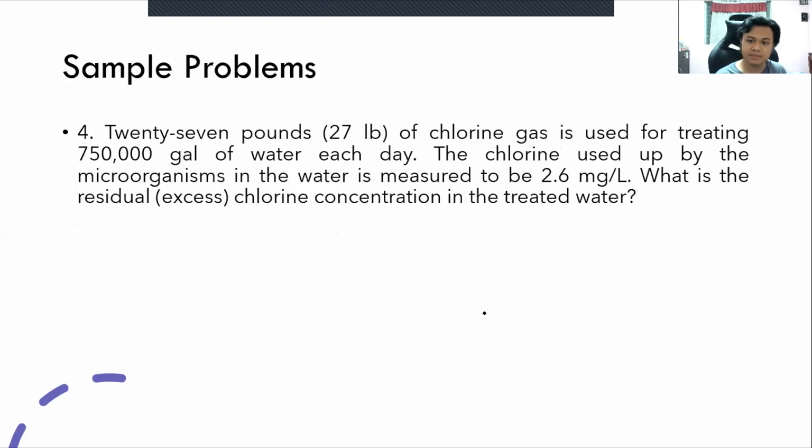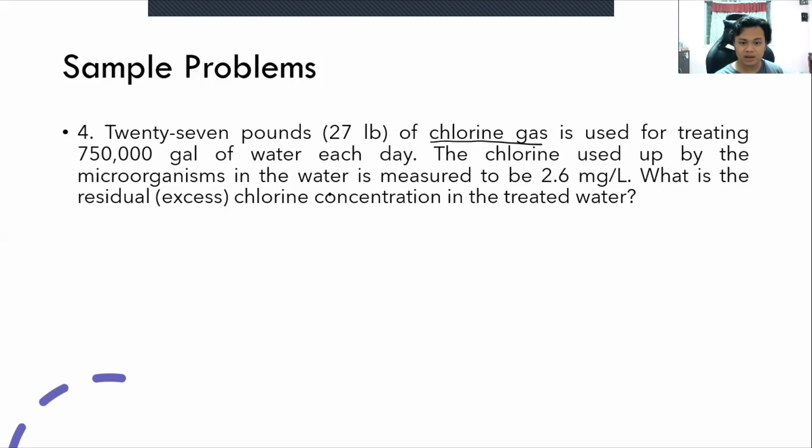Okay, so the last problem I'm going to give you. 27 pounds of chlorine gas is used for treating 750 gallons of water each day. The chlorine used up by the microorganisms in the water is measured to be 2.6 milligrams per liter. So what is the residual excess chlorine concentration in the treated water? The problem here is, as I've discussed to you, the water treatment plant. The chlorine gas is used for disinfection of our drinking water. Okay, so 27 pounds of the chlorine is used.